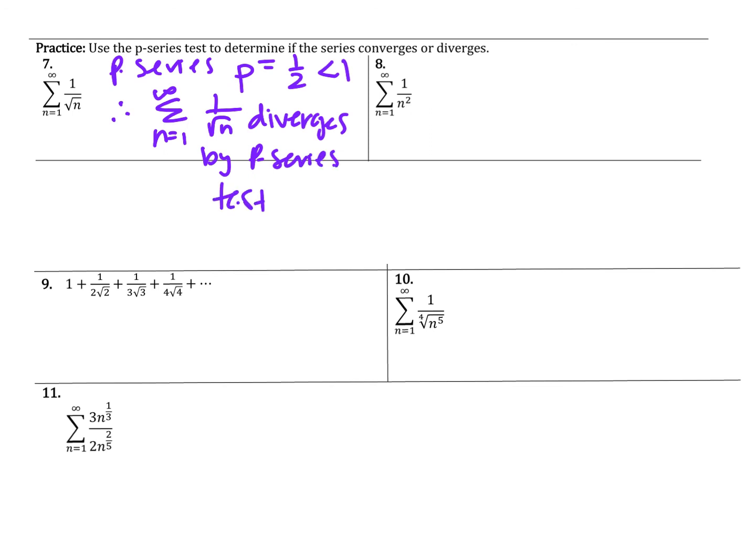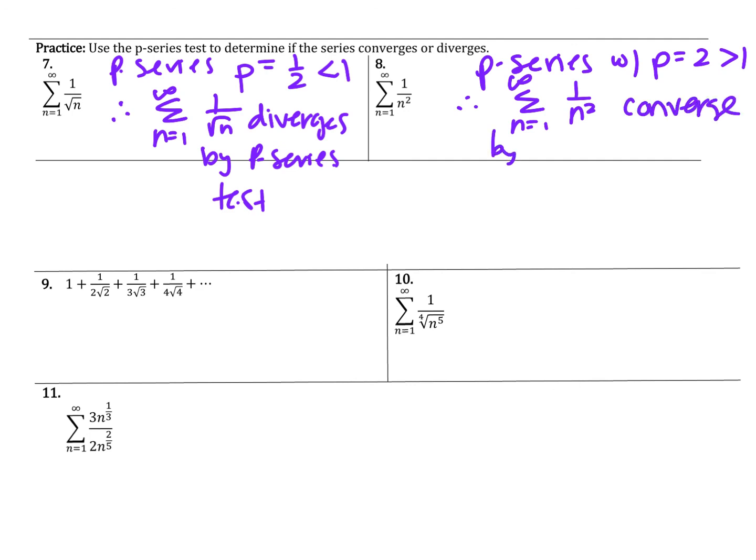So you need to identify that it's a p-series, what p is, and how that relates to 1, and then you can simply jump to the conclusion that the series is either going to converge or diverge. So here on number 8, this is a p-series with p equal to 2, which is greater than 1. Therefore, the sum from 1 to infinity of 1 over n squared will converge by the p-series test. So again, really straightforward. Point out that it's a p-series, identify what your p-value is, compare it to 1, and then draw your conclusion. Go ahead and work through 9, 10, and 11 on your own, and then unpause the video and see how you did.